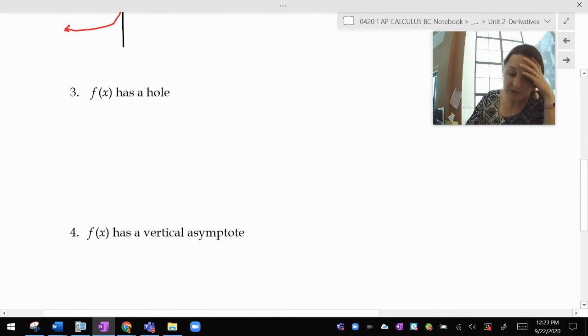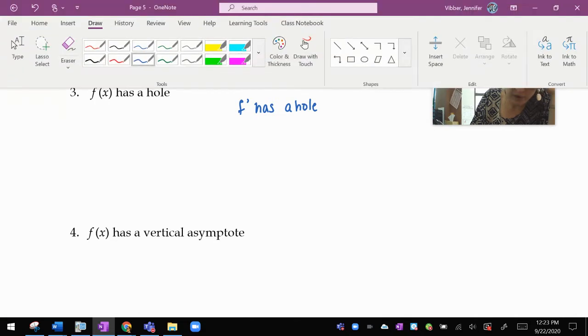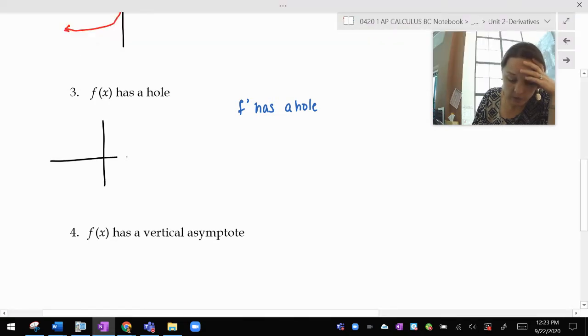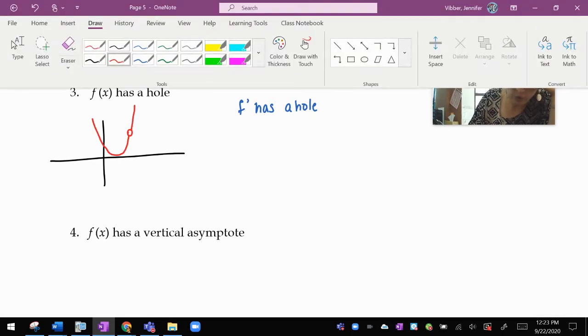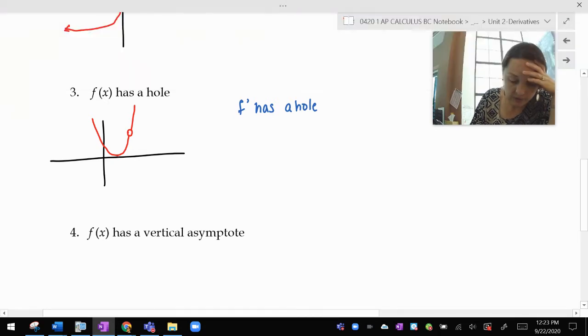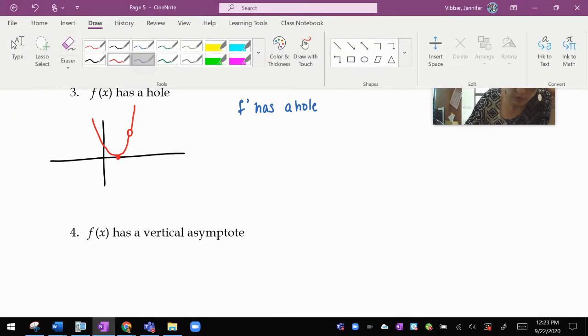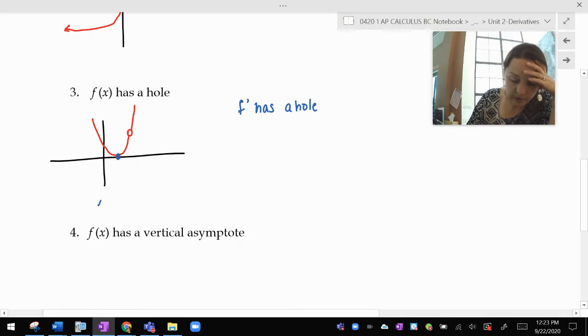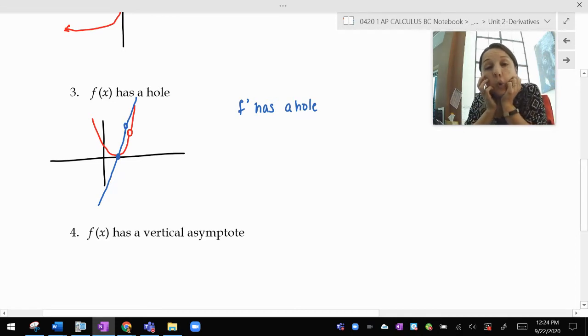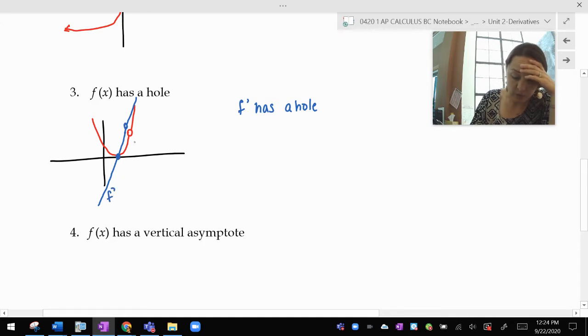What about if f of x has a hole? If f of x has a hole, then f prime of x has a hole. That one's pretty easy. So if I think about a function that has a hole, let's say something like this. When I go to graph the derivative of this, I meant for that to be blue. Blue, dang it. F prime of x would look something like that, and it would have a hole at the same x value as the original. So there's f prime, and the red one is f.